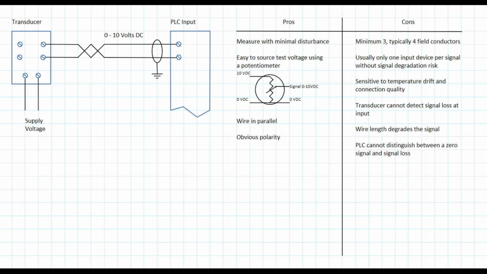Voltage drop across the conductors can change with ambient temperature, causing a calibration performed in the summer to drift in the winter or vice versa. And longer conductors drift more. We should also note that the PLC can't tell the difference between a zero signal and a lost signal.